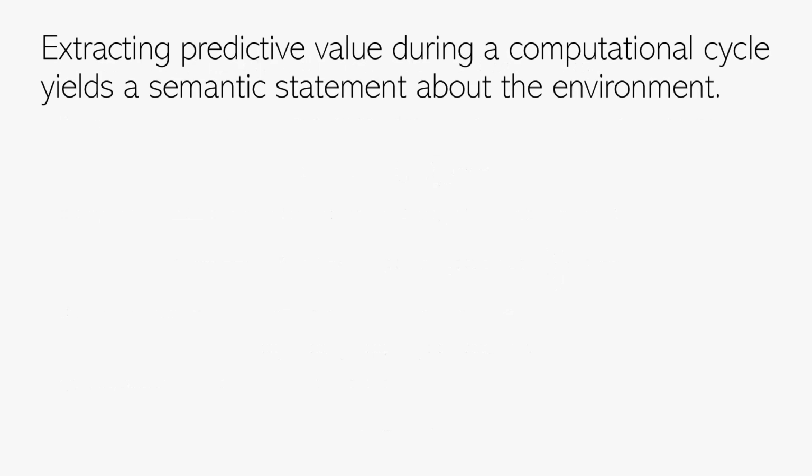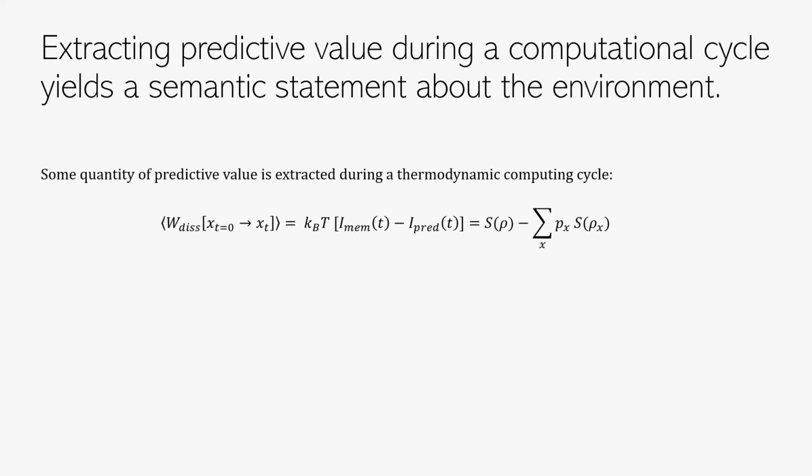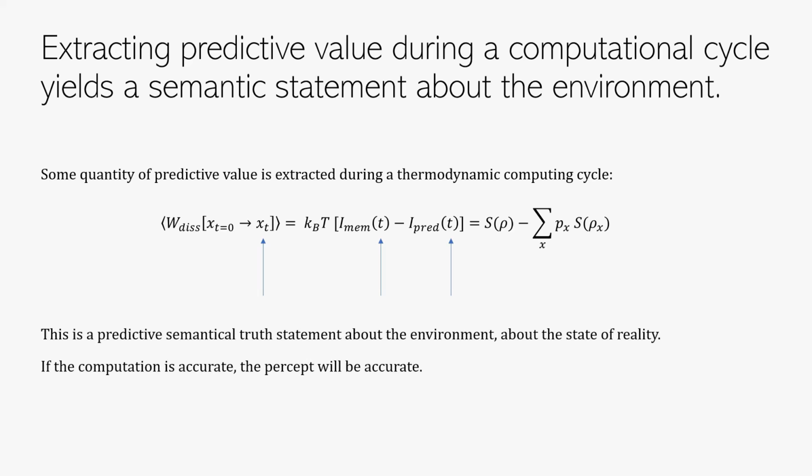So extracting predictive value during a computational cycle is expected to yield a semantic statement about the environment. Some quantity of predictive value is extracted during any thermodynamic computing cycle. And here, time is the duration of the computational cycle, the time over which information accumulates and correlations can be found between system A and its surrounding environment, system B. And this process yields a predictive semantical truth statement about the environment, about the state of reality. And if the computation is accurate, the percept will be accurate as well.